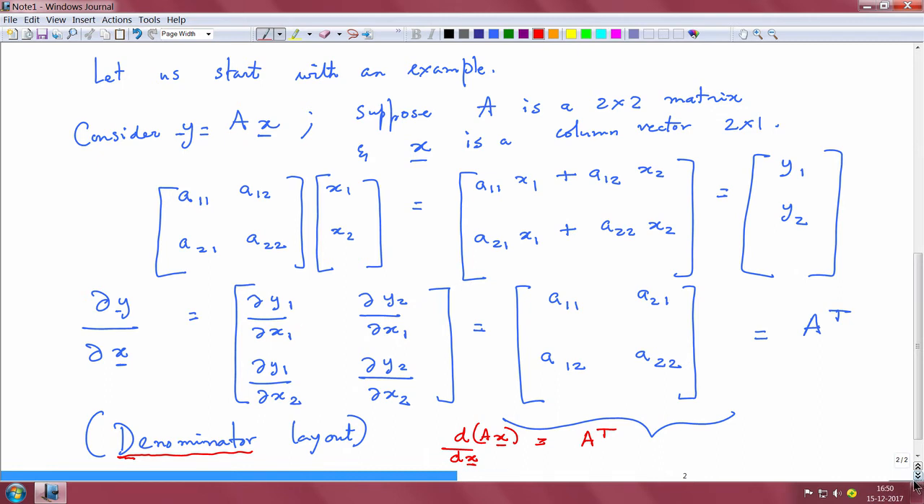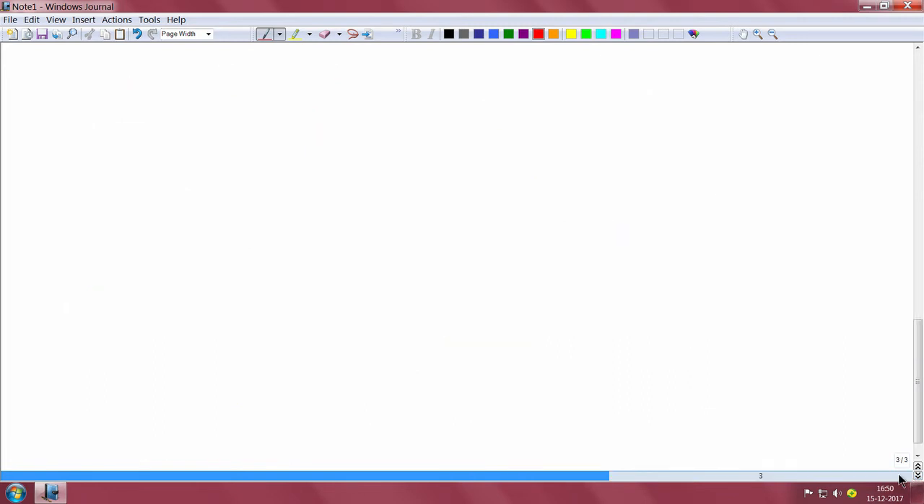Okay. Now, let us take another example. This would be a good example for us. Consider x transpose Ax. You will see this form in many cases. Okay. Now let us look at the math for working out this example.